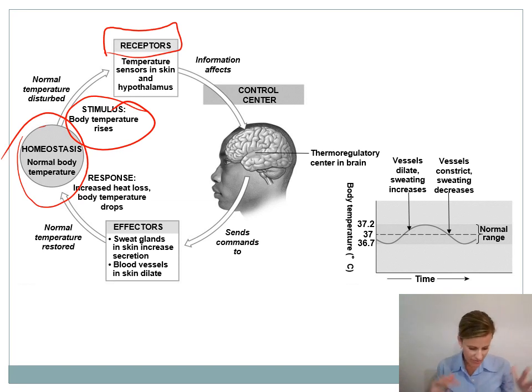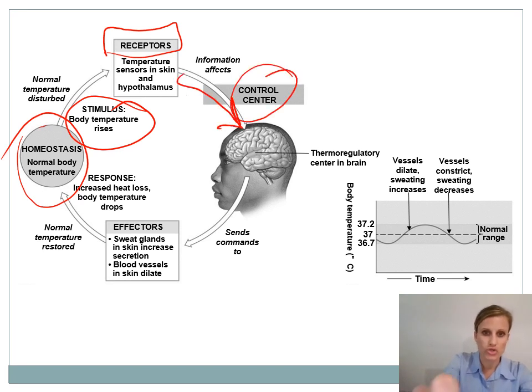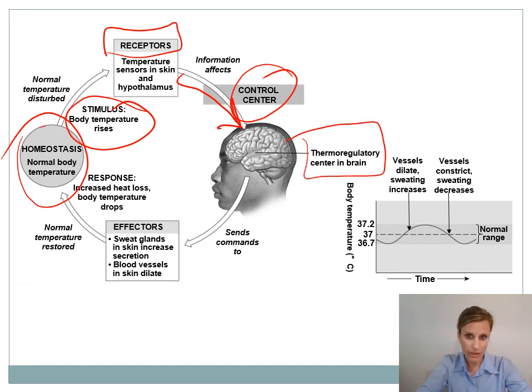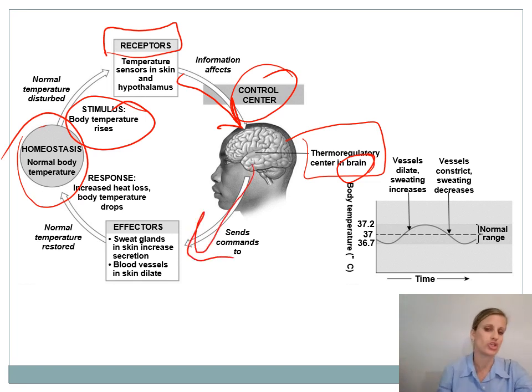So we have these temperature sensors or receptors all over the body that sense temperature. They're going to sense that the temperature is increased, and they send that information to the control center. The control center in this case is the thermoregulatory center in the brain. And the brain says, okay, I see that we're too hot. I know how to fix this problem. And it sends instructions out to try and cool the body down. Those instructions are going to the effectors.